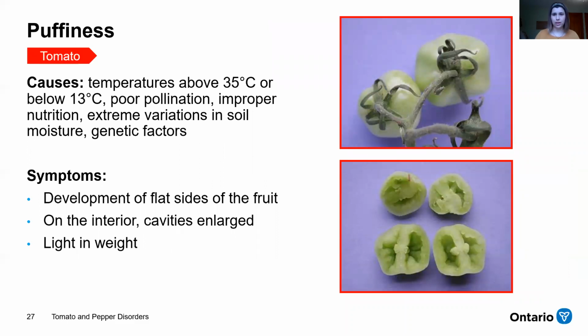Next, for tomatoes, we have puffiness. This is associated with temperatures above 35 degrees Celsius or below 13 degrees Celsius, and is attributed to poor pollination, as well as improper nutrition and extreme variations in soil moisture, as well as genetic factors that can play a part in this development. So the puffiness disorder describes fruit that have developed flat sides rather than rounded, as seen in the top photo there. When cut open, the cavities are enlarged and may lack gel, and the fruits are usually quite light in weight.